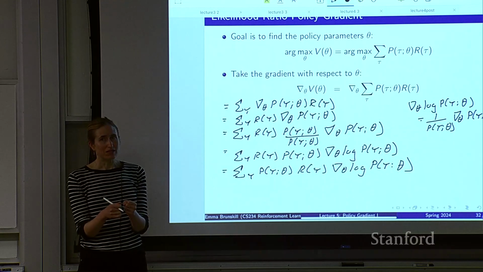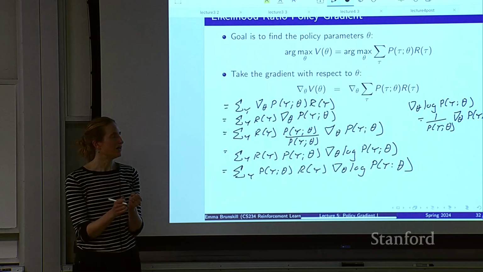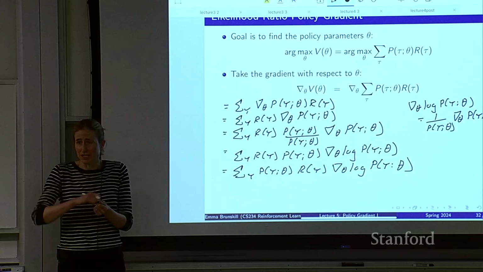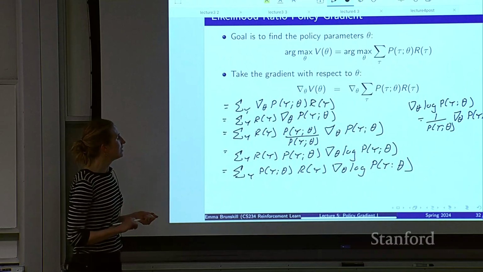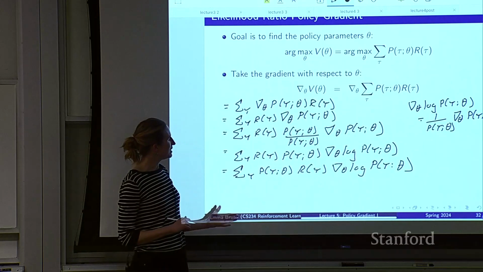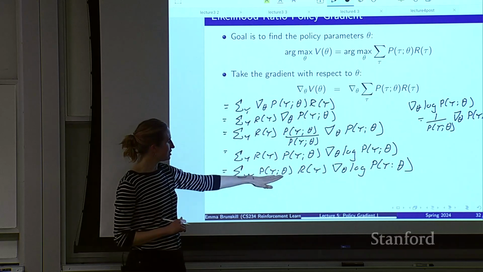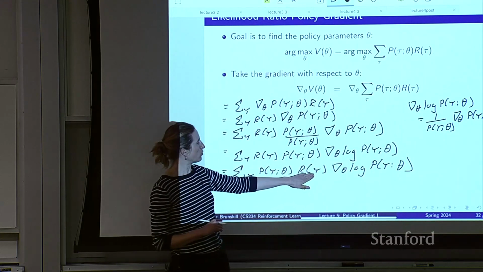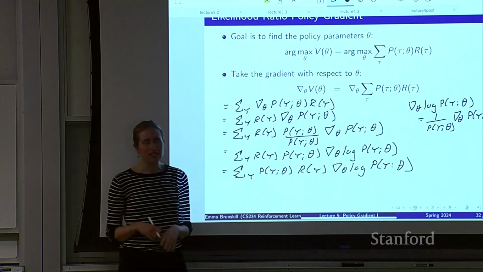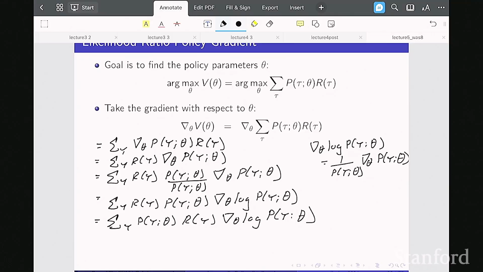We want to end up with something that is computable from samples, because it's easy for us to get samples. We can actually run our policy in the environment. So by playing this trick, what we now have is something that we can also sample. Because this is now an expectation over trajectories of the reward of the trajectory weighted by the gradient of the log of the probability of that trajectory. We'll talk soon about how you compute this part, but this expectation can be sampled.